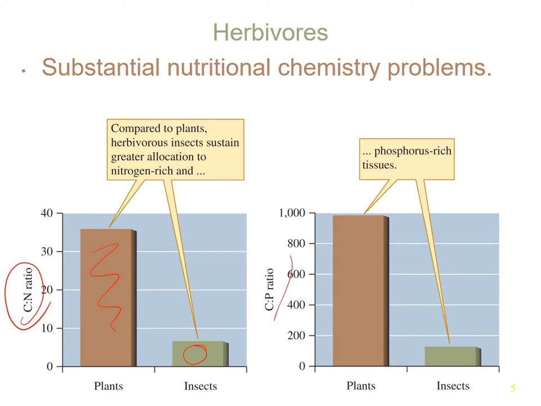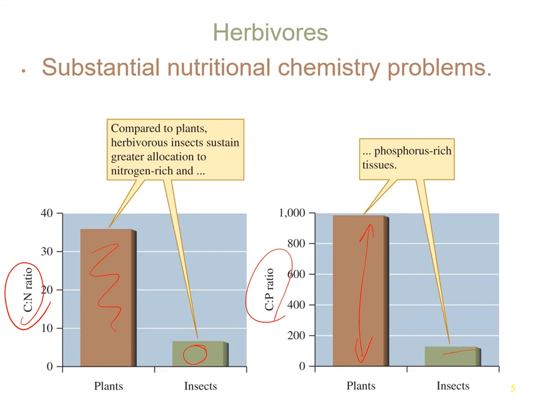The same thing happens when we look at the carbon to phosphorus ratio. The insects have a very low carbon to phosphorus ratio compared to the plants, and the plants have a huge carbon to phosphorus ratio. They don't have that much phosphorus in them, and so the insects are going to have to eat a lot of plant material in order to get the phosphorus that they need. So there really is a problem with trying to get the nutrients.